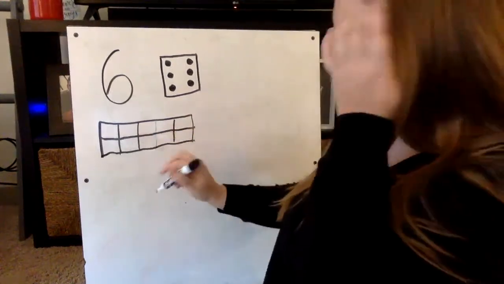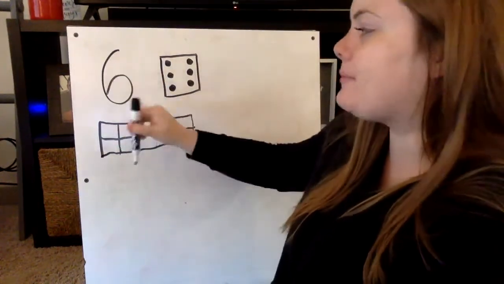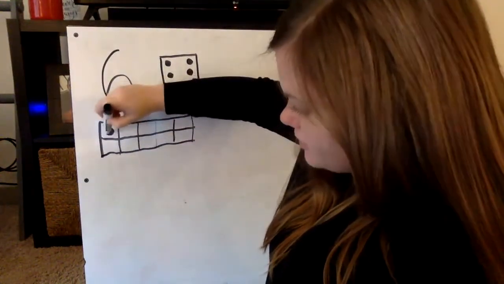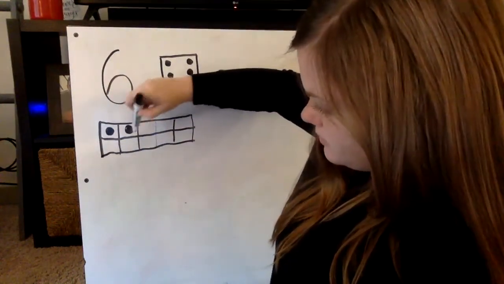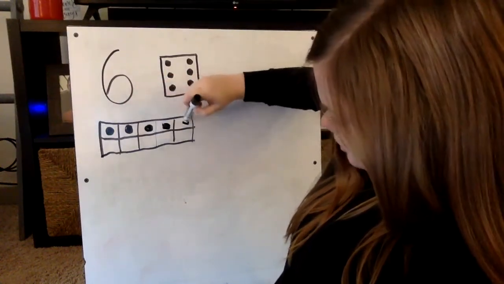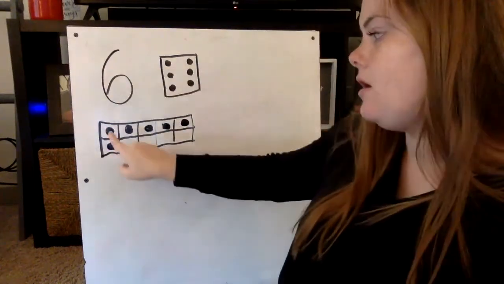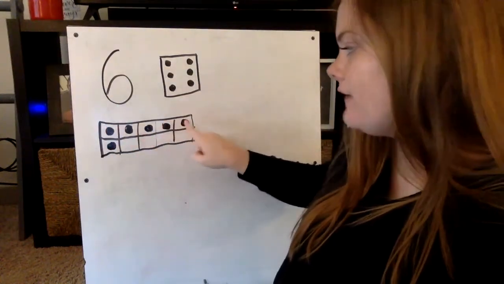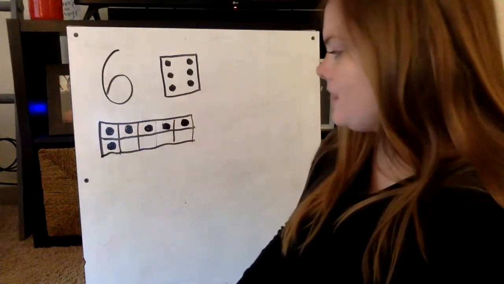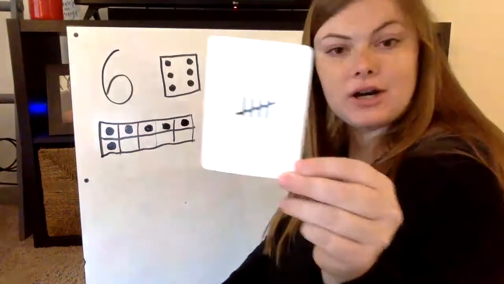Okay, so now I have our 10 frames, right? And I want to make it where it represents the number 6. So I'm going to draw. How many circles do you think? Yep, I'm going to draw 6 circles in our 10 frame. 1, 2, 3, 4, 5, 6. 6 circles. Good job.